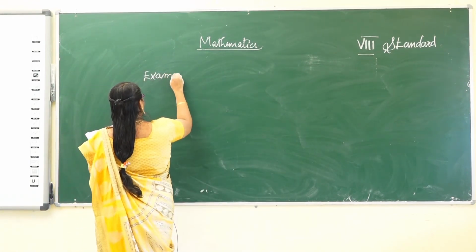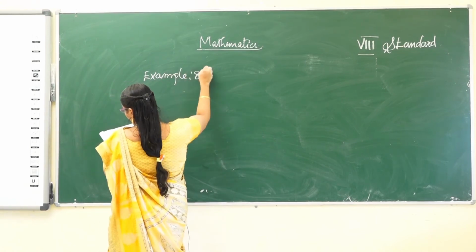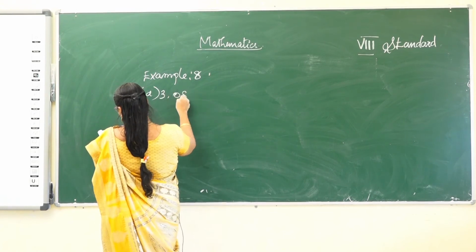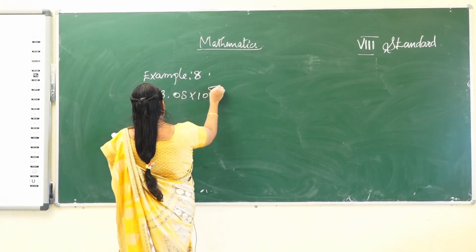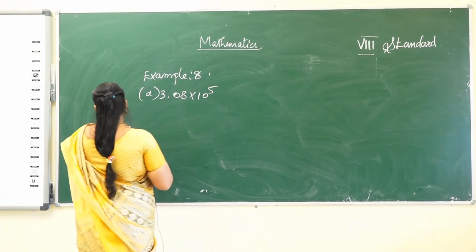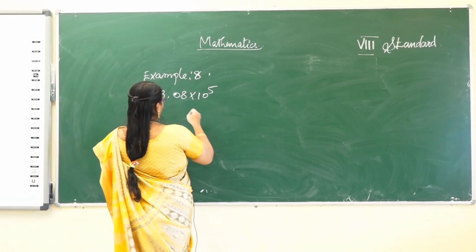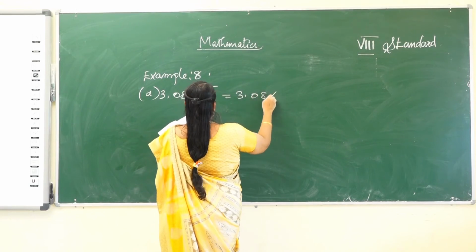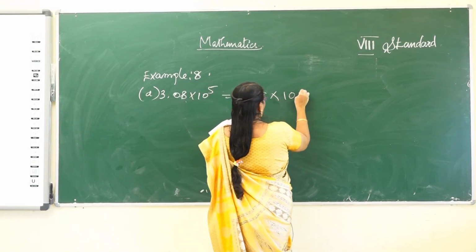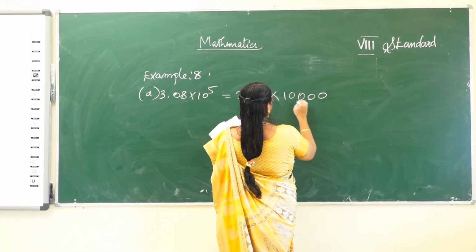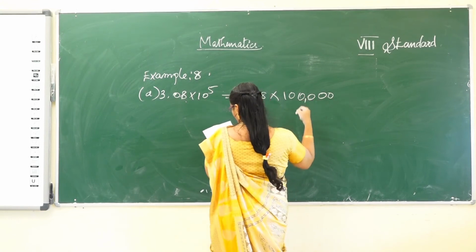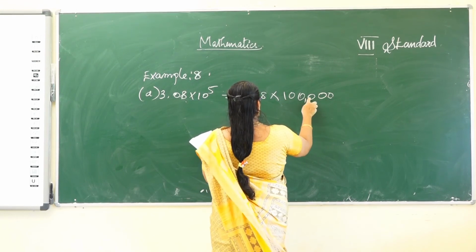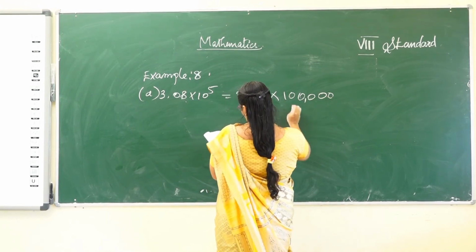Example 8. 3.08 into 10 to the power of 5 is given. Write it in the usual form. Usual form means expanding 3.08 into 10 power 5. How many zeros are added? 5 zeros. 1, 2, 3, 4, 5 zeros.